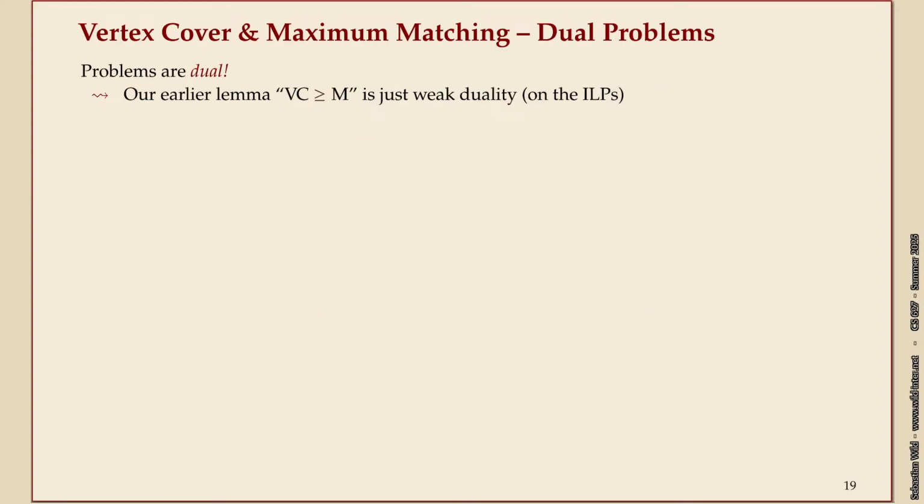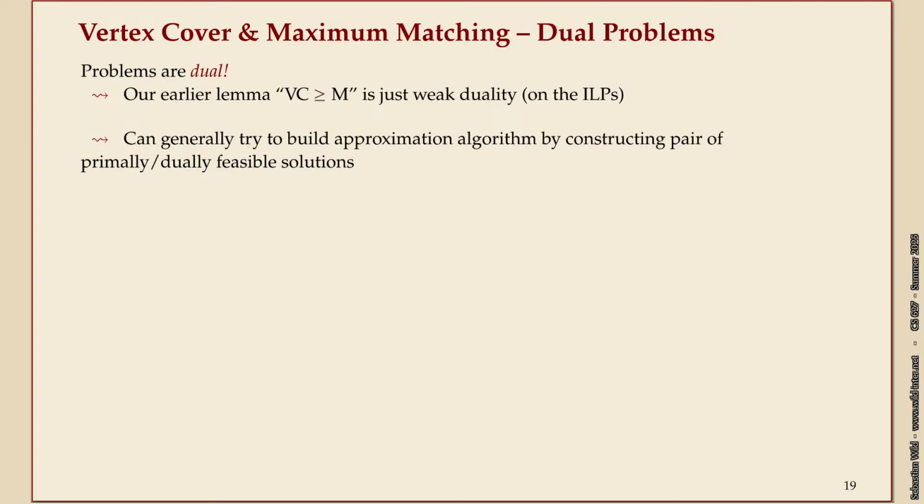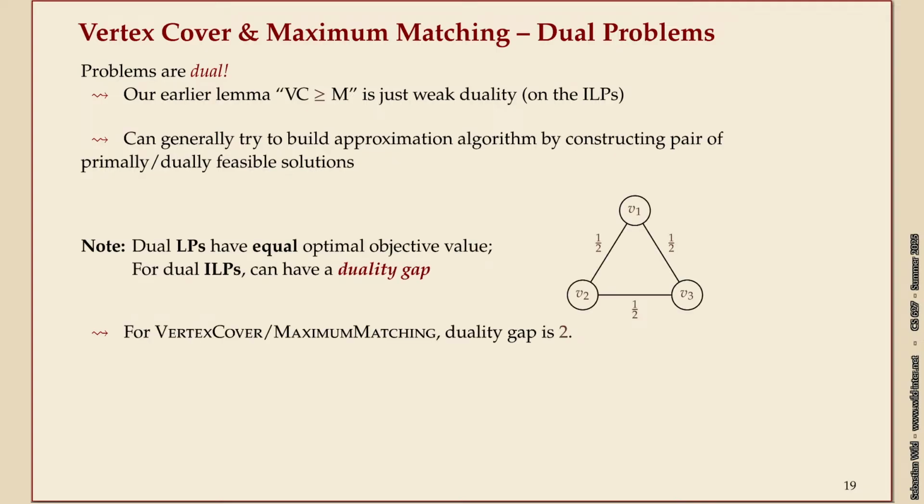But the fact that these problems are dual means our lemma from earlier, that the vertex cover is at least as big as a matching, is just weak duality and nothing more. And it indeed works on the integer linear programs, not just on the linear programs. We'll look at this in a bit more general sense later.